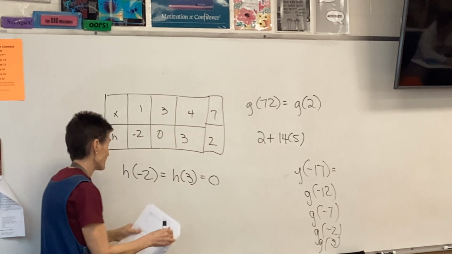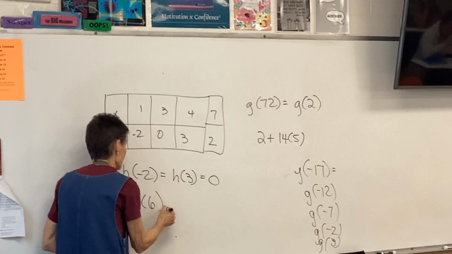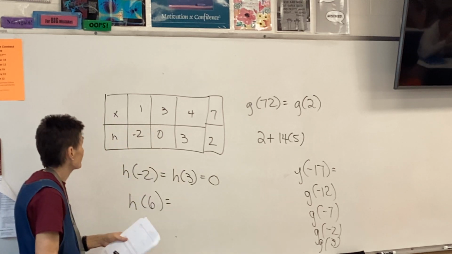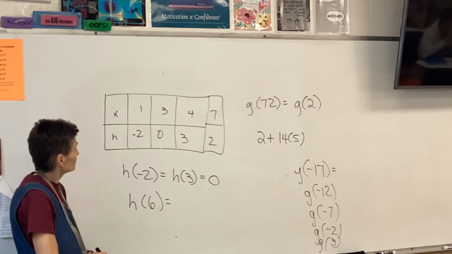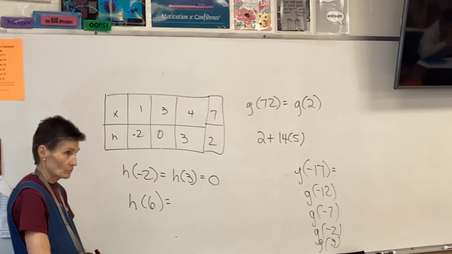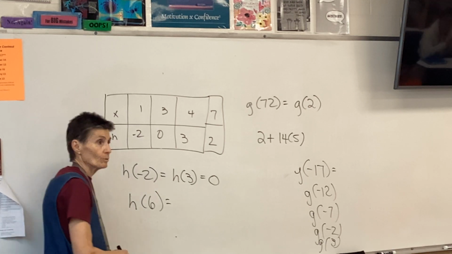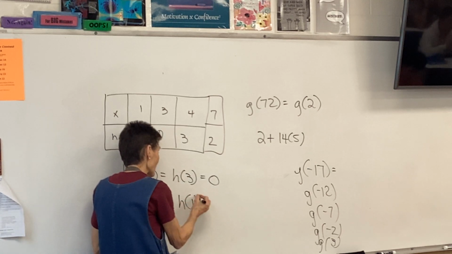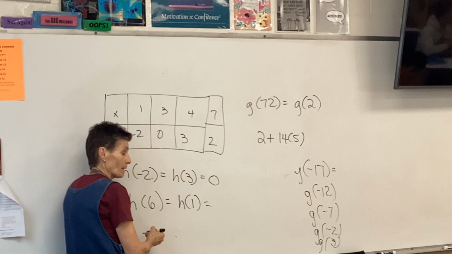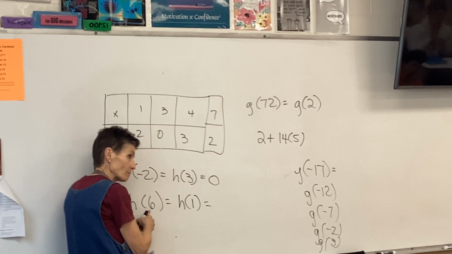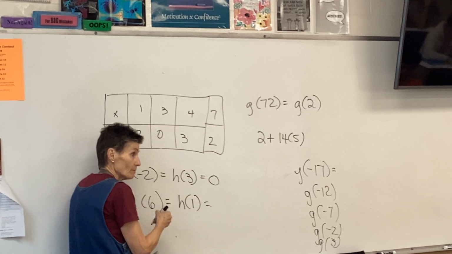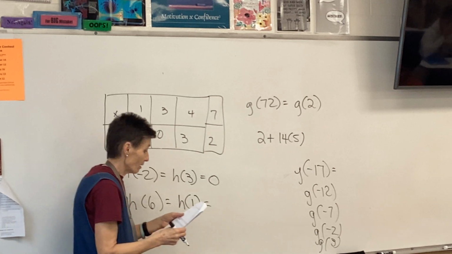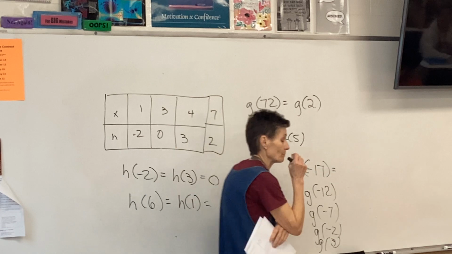All right, h of 6. Take a minute, see if you can figure that one out. What's h of 6? Julia? Negative 2. Because again, h of 6 would be the same as h of 1. Because the period's 5. So we add 5 or subtract 5. Right? Easy. All right. Do C on your own.